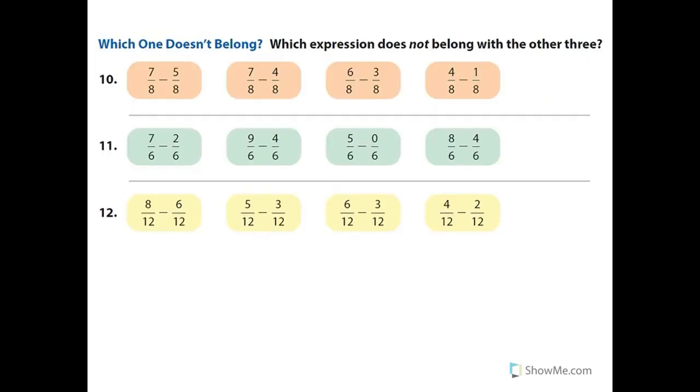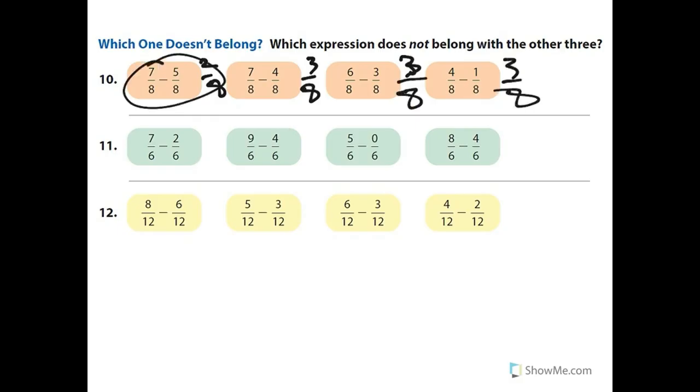Alright, on 10, 11, and 12, we're finding which expression does not belong with the other 3. Go ahead, solve number 10, and then we'll go over it. Alright, so we get 2/8, 3/8, 3/8, sorry, 3/8 and 3/8. 2/8 doesn't belong. Solve number 11 and we'll go over it.